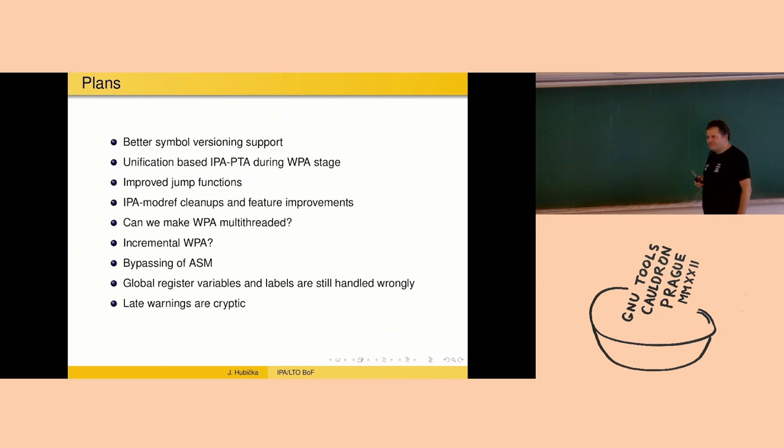I would like to make WPA multi-threaded because it's the main bottleneck of the compilation right now. The more CPUs you have, the more time you have to wait for the WPA. But I was always hoping that one of these parallelization projects would land in the mainline, and we would have something like thread-safe garbage collector allocation. But it's not going to happen, or what's the current status?